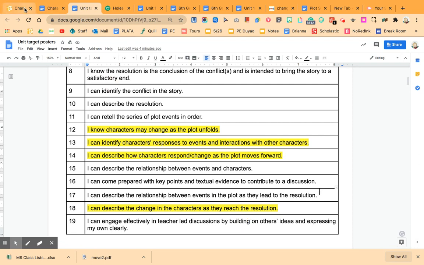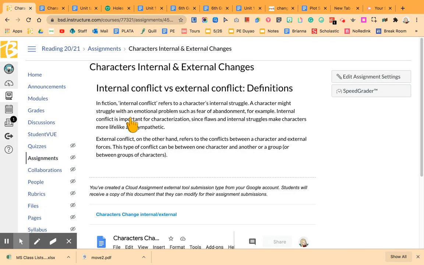And how we are going to do that is we're going to be looking at the differences between internal and external conflict. Internal conflict is something that happens for the character on the inside. So, for one example, that might be a fear of abandonment. It's going to be something that is connected to their emotional side, something that they're struggling with inside their body.